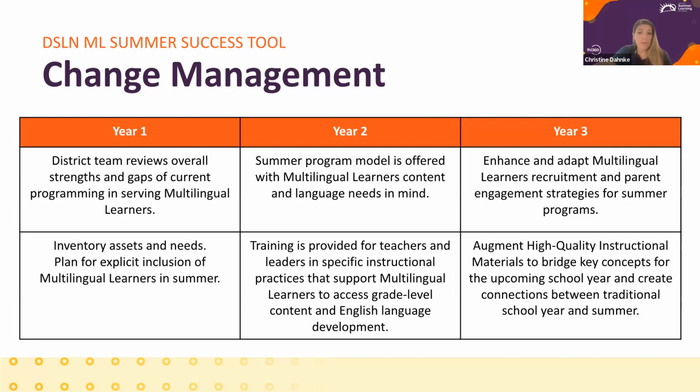Then year 2, perhaps you could offer that new program model where the content and language needs are being simultaneously attended to. Maybe year 2, you can provide training for your teachers and leaders in a few key specific practices that support multilingual learners to access their grade level content and English language development. It might be further down the road when you're able to enhance or adapt your recruitment or your parent engagement strategies on behalf of your multilingual learners. It might be 3 years before you can steward resources toward augmenting your high quality instruction materials and work to bridge the key concepts in summer to the traditional school year curriculum.